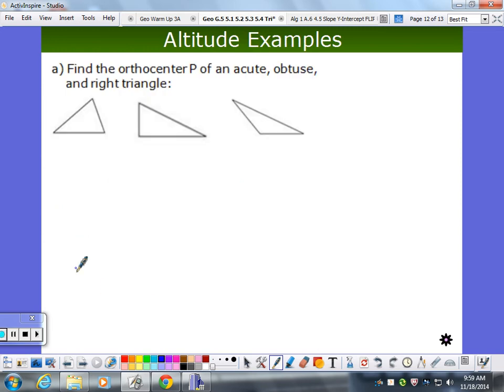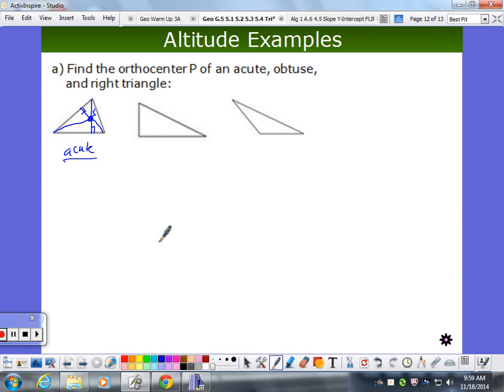So this is a good little example here. Find the orthocenter, meaning I'm going to look for where they all meet up, these altitudes. So this is an acute triangle. I can drop one, it's about here. I'm doing an estimate. It's about here. And this one is going to be about here. So if you have an acute triangle, it looks like this.